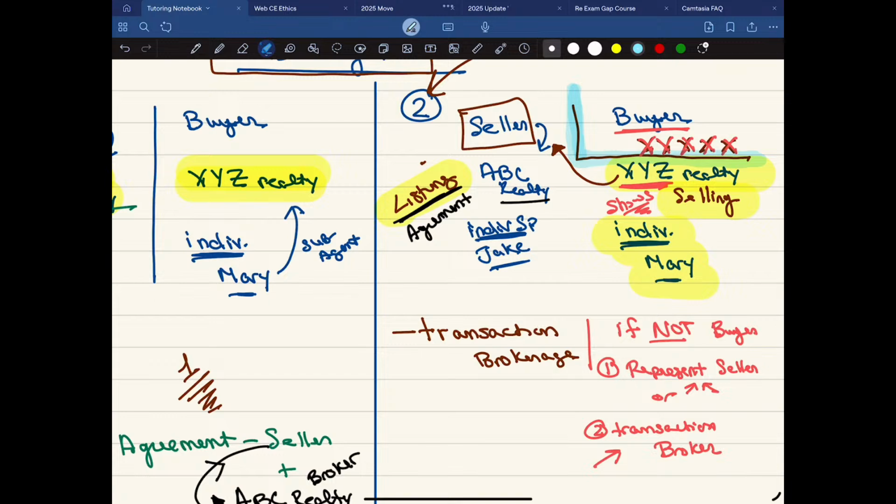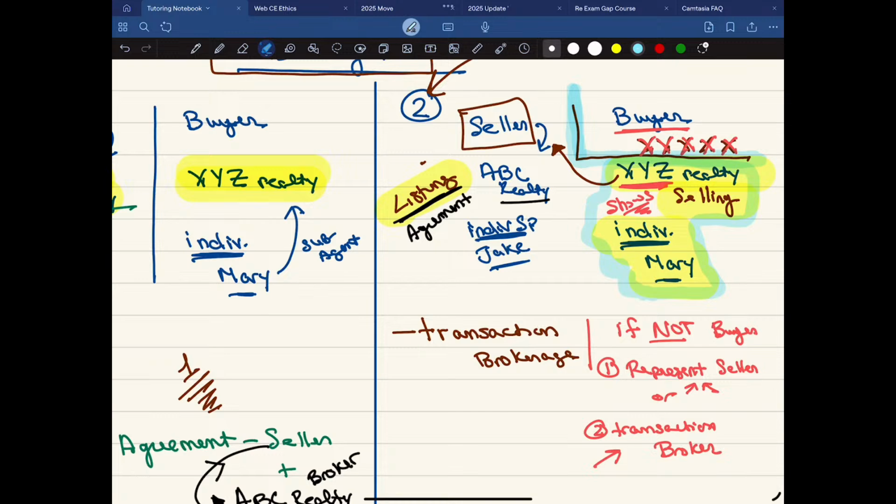And to answer your question, Anna, when people talk about subagency in the second scenario, they're referring to Mary and XYZ Realty. That's just the term they use. Oh, we're the subagent. We are the second seller's agent. So yes, Andromeda, if the seller wants to, the seller pays for both. But the seller doesn't have to pay for both.